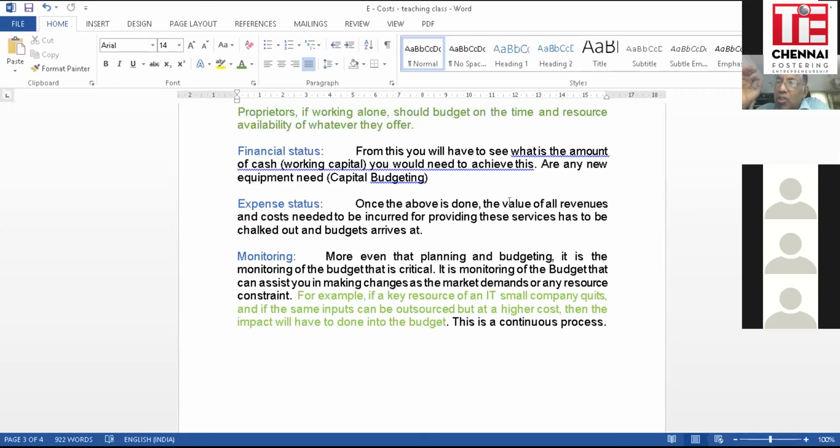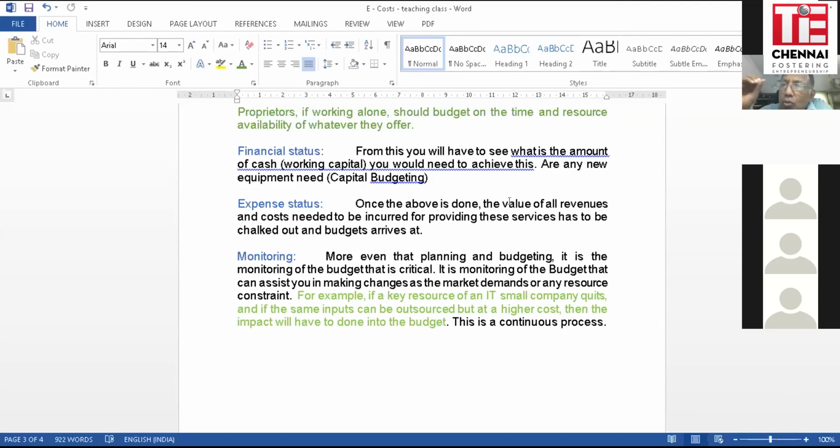A budget is on a piece of paper. A budget is a speculation. A budget is a forecast. What will happen? We don't know. We're assuming certain things will happen, and we're going to make sure it happens. Only then does our budget happen. So it is the monitoring of the budget that can assist you in making changes as the market demands, or for any resource constraints. For example, let me take one example that I've given here.